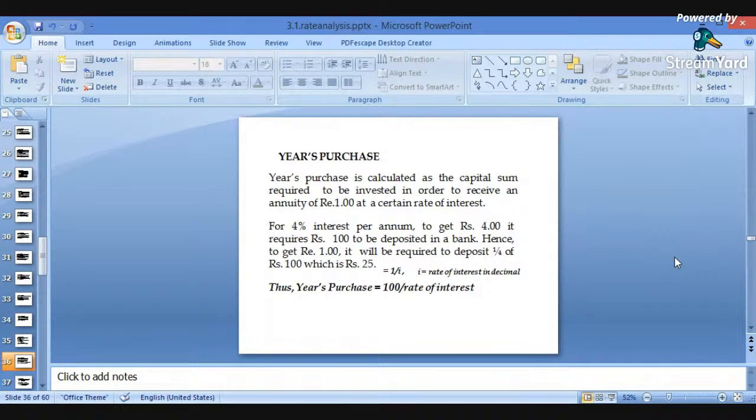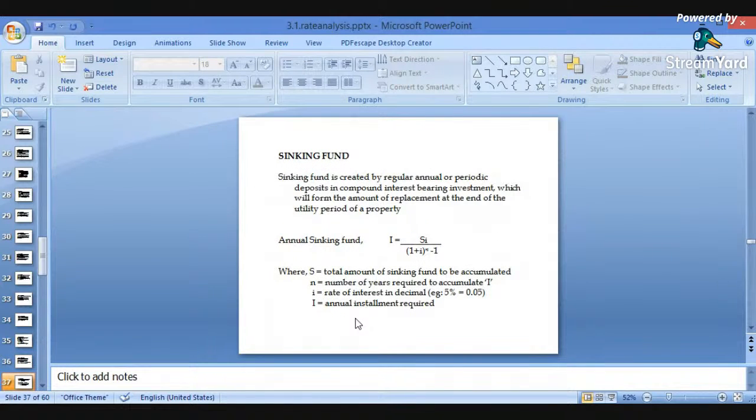So what is the formula for this? Year's purchase is equal to 100 divided by rate of interest, or in short, 1 by I, where I is the interest in percentage. So by dividing, the 100 has been taken in the numerator. The revised formula for years purchase is 100 divided by rate of interest.